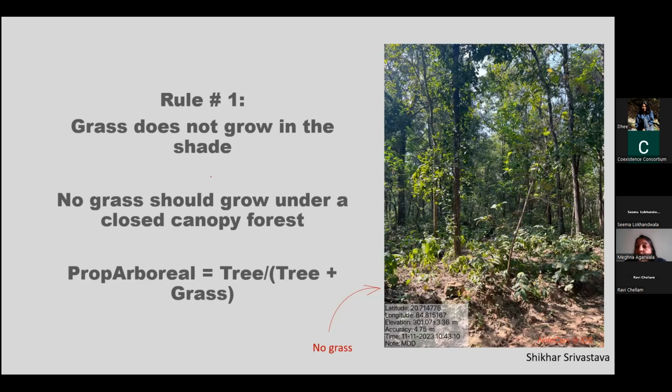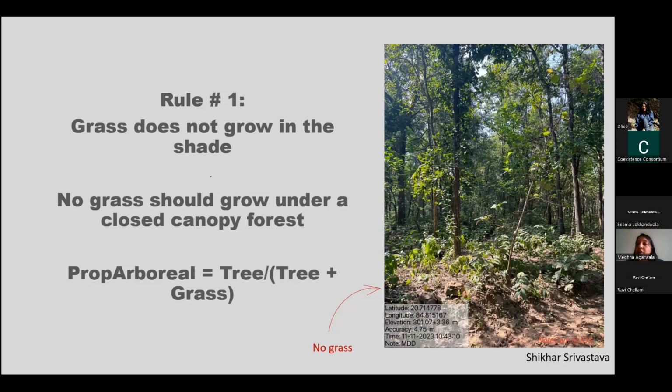So one metric we used for analysis was the proportion of arboreal species, or the proportion of tree cover. And so you can see it's tree divided by tree plus grass, which tells you that if the numbers are high, that means tree cover is high and grass cover is low.